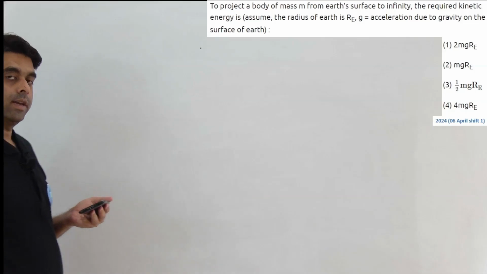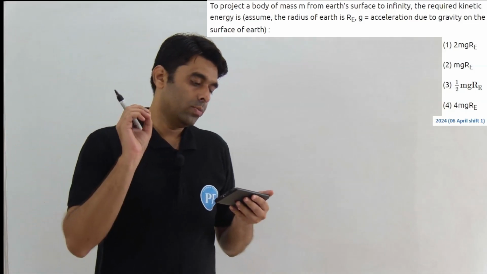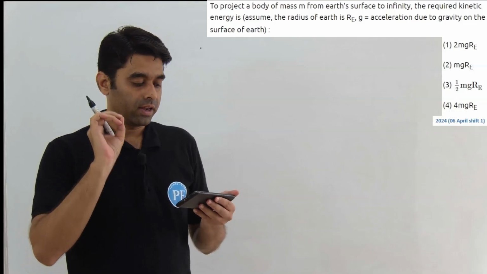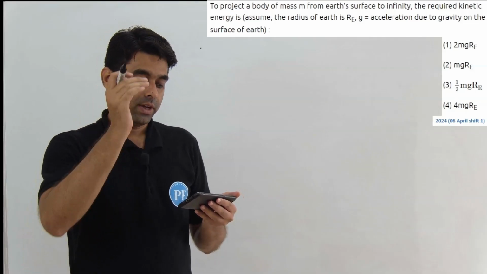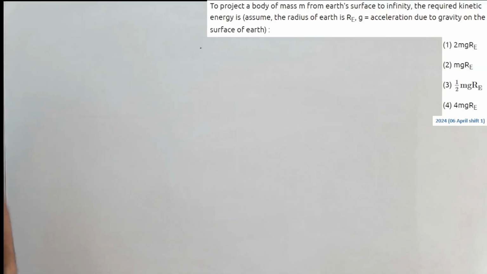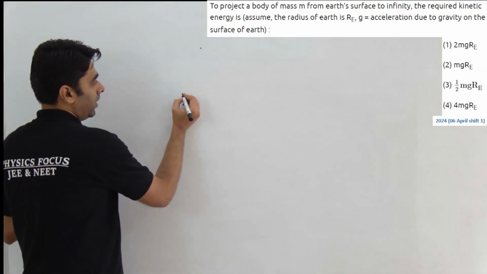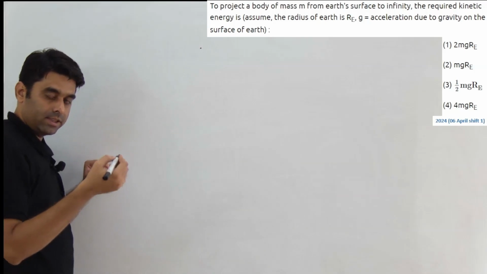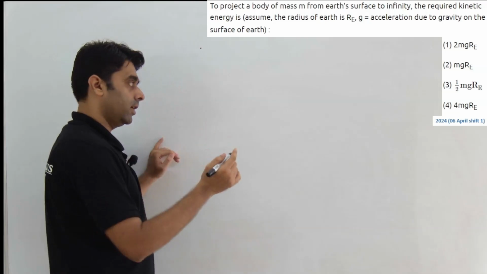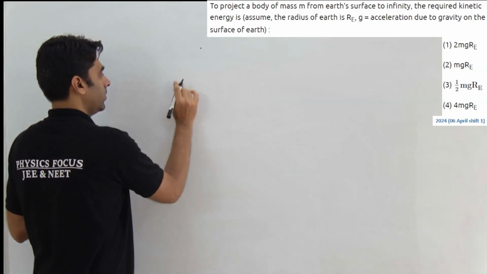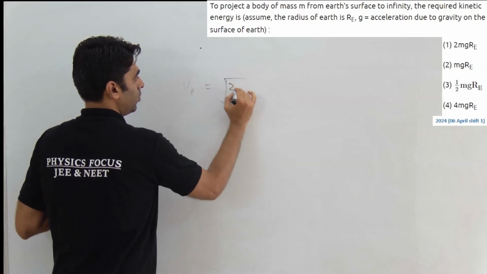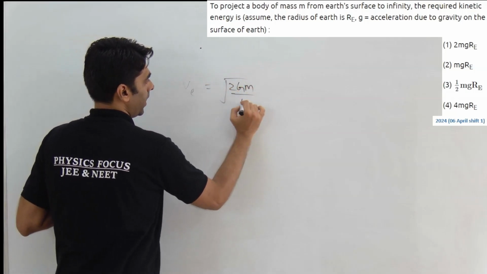Our next question says, to project a body of mass small m from Earth's surface to infinity, the required kinetic energy is, and the answer is given in terms of small g. How to do it? See over here carefully. They are asking for the required kinetic energy. Do we know the required velocity? Yes, that is your escape velocity. Escape velocity is root over 2GM by R.